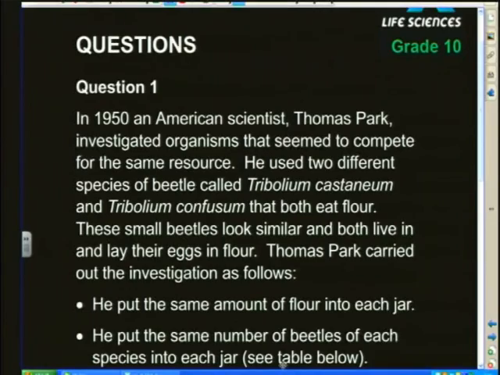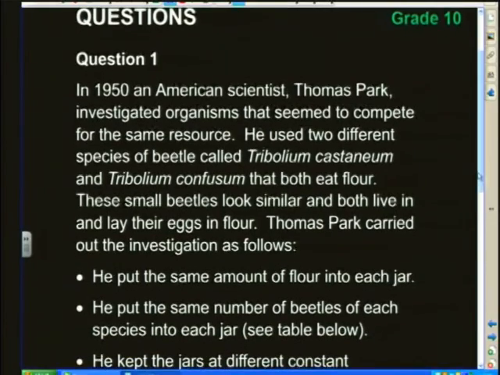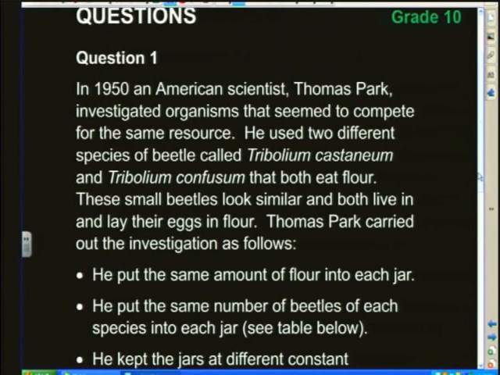Right now, let's do some more revision. So let's look at the first question. In 1950, an American scientist, Thomas Park, investigated some organisms that seemed to compete for the same resource. He used 2 different species of beetles called Tribolium castaneum and Tribolium confusum.